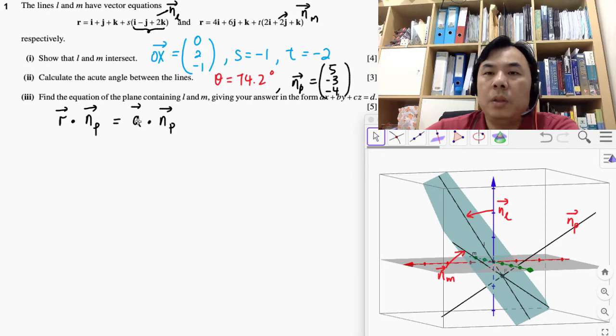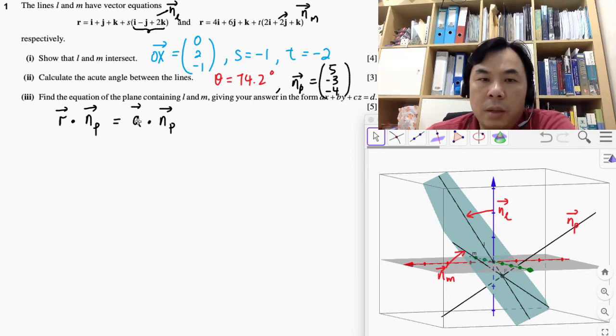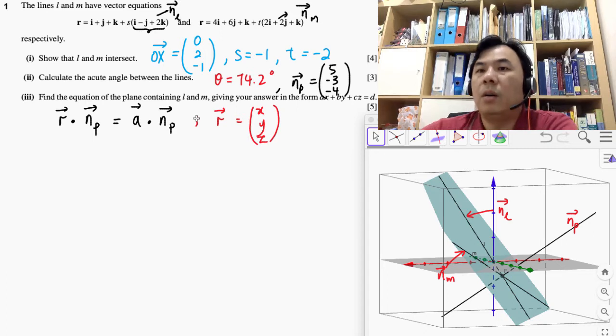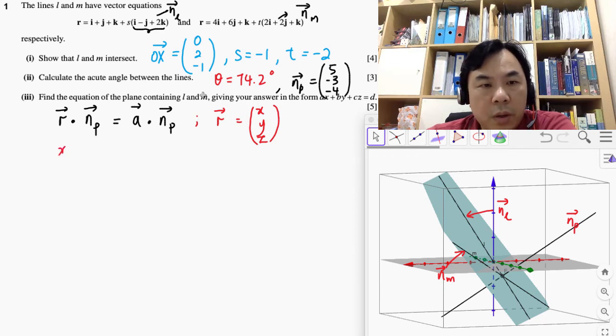All right, there you go. This is the vector equation that represents the plane in this case. I need to make a remark that r is (x, y, z). I hope that is clear. Now from here, all we need to do is write down all the information that we have obtained previously.